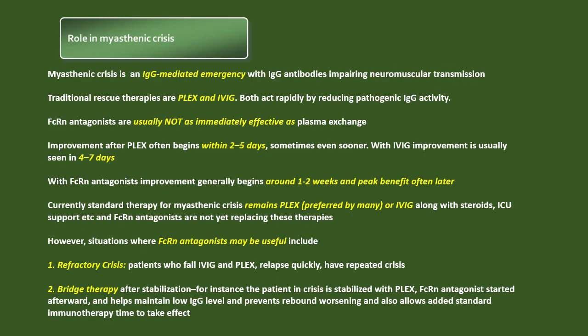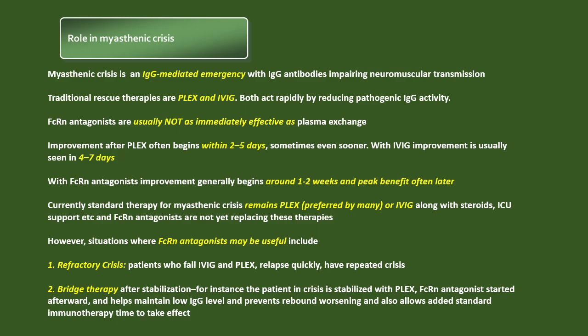Role in myasthenic crisis. Myasthenic crisis is an IgG-mediated emergency with IgG antibodies impairing neuromuscular transmission. Traditional rescue therapy are PLEX and IVIG. Both act rapidly by reducing pathogenic IgG activity. FcRn antagonists are usually not as immediately effective as plasma exchange.